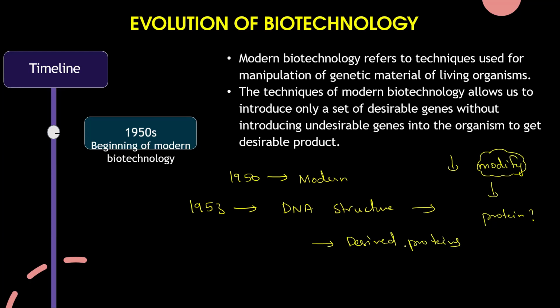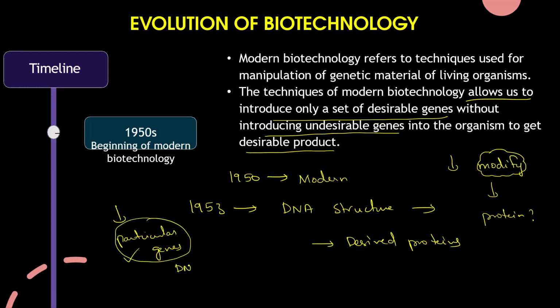Understood? So from that, we got to know there's modern biotechnology. It's the technique that allows us to introduce a set of desirable genes without introducing undesirable genes into the organism to get the desirable products. Suppose we know there is an organism, it is having particular genes, and these genes are very desirable genes. So what we do, we take these particular genes or whatever the DNA that is coding for these particular genes, and we will insert it into another organism. Now this organism is modified, so it also starts producing those particular genes.